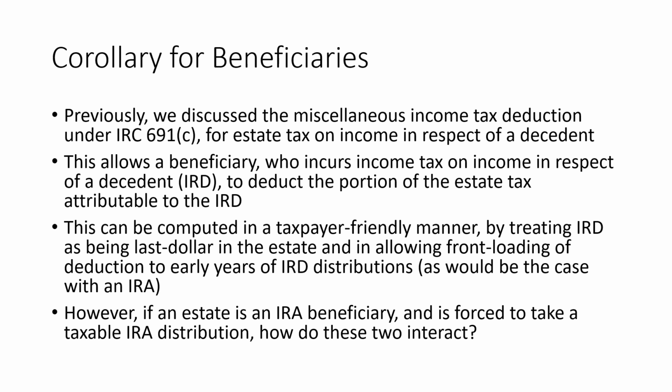Now, there's also a corollary to this for beneficiaries as well, which we've discussed in a previous episode, in that beneficiaries of an estate who are taxed on income in respect of a decedent can get a miscellaneous income tax deduction for the estate tax that was borne by their share of that income that they're taxable on. Now, the most common example would be an IRA. So you might have a beneficiary who is the beneficiary of an IRA and receiving distributions from it, but that IRA incurred estate tax as well.